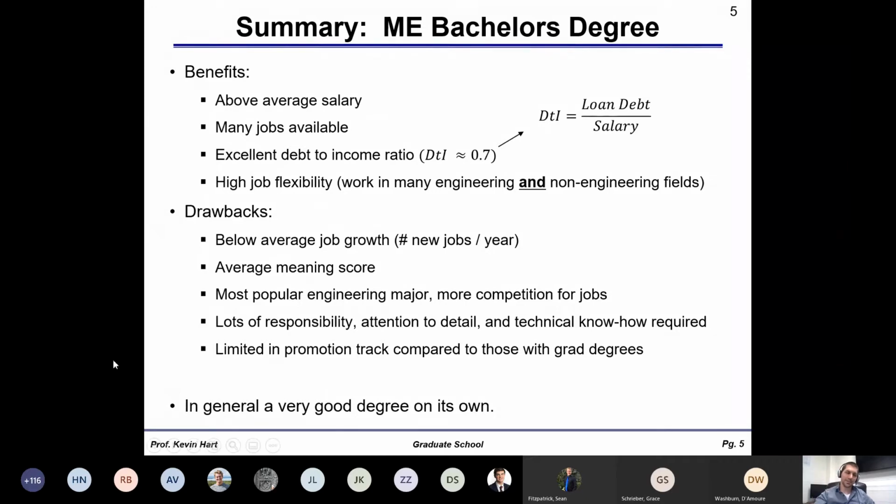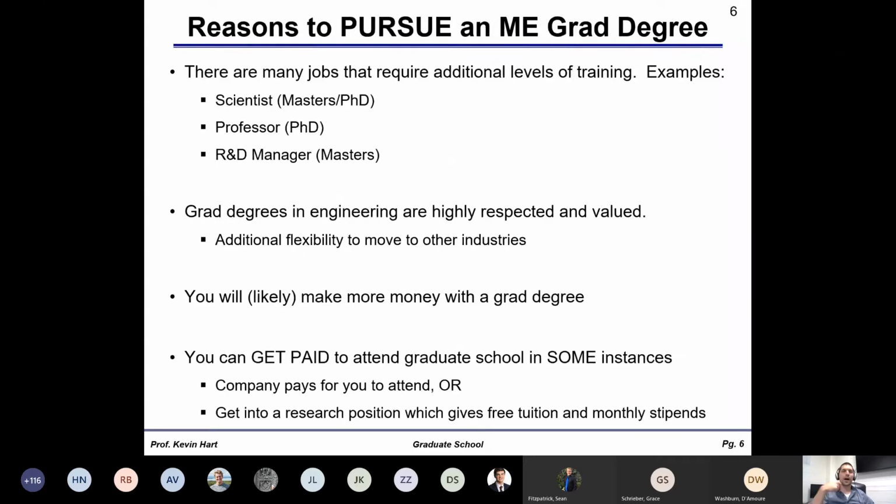Finally, and this is related to what we're going to talk about next, which is more for graduate school, you're kind of limited in your promotion track if you just have a bachelor's degree. And that's not always the case, depending on the company that you go to, but many people might pass you up for promotion in favor of someone that has an advanced degree. Okay. My general comments for your undergrad degree: very good on its own. Obviously, I think the education you're getting here is tremendous. So then the question might be, why would you pursue a grad degree in ME?